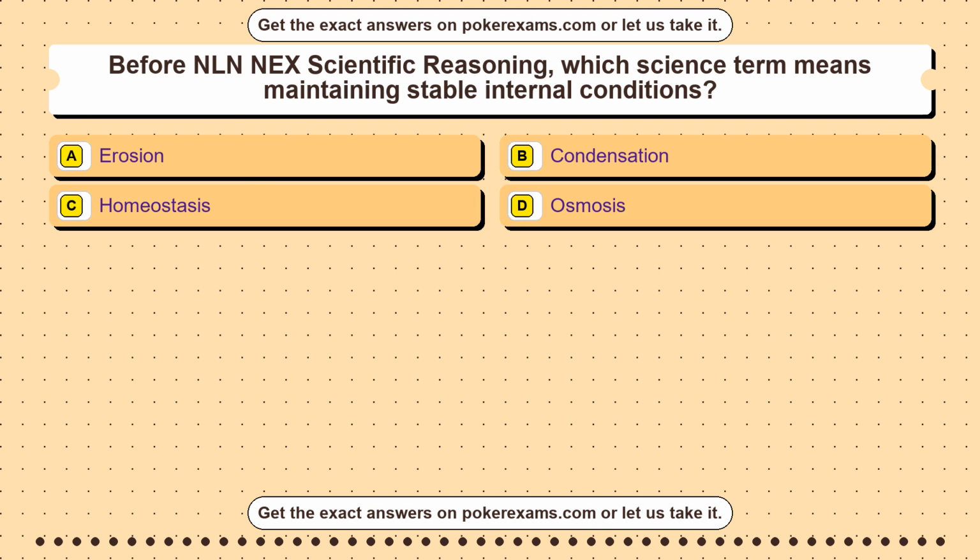Question 35. Before the Get Science practice test, which value is the perimeter of a square with side 6? Option A, 24. Option B, 36. Option C, 12. Option D, 18.